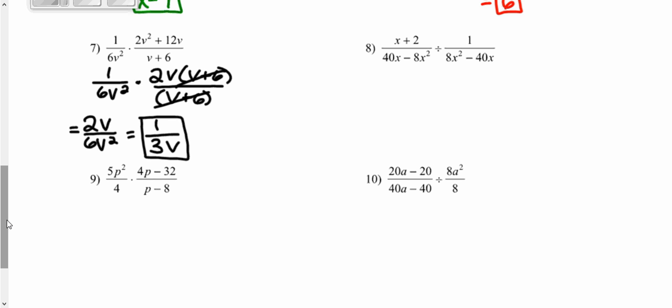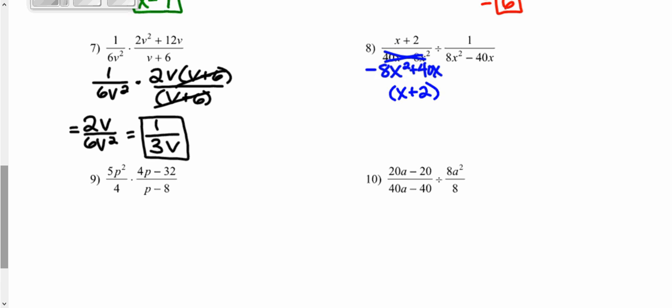So on 8, the first thing I'm noticing is that this first denominator is kind of written funky. Normally we write our x squareds first. So I'm going to write it like that. I'm going to just rewrite that denominator. And now I'm going to go ahead and start the problem. So this is division. I have to keep that in mind.